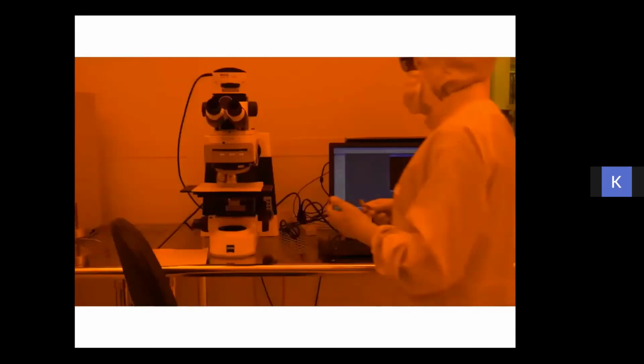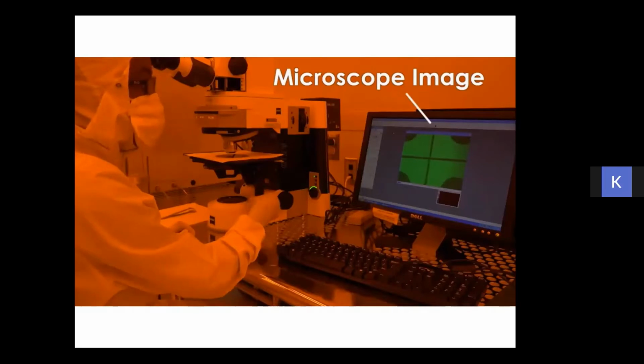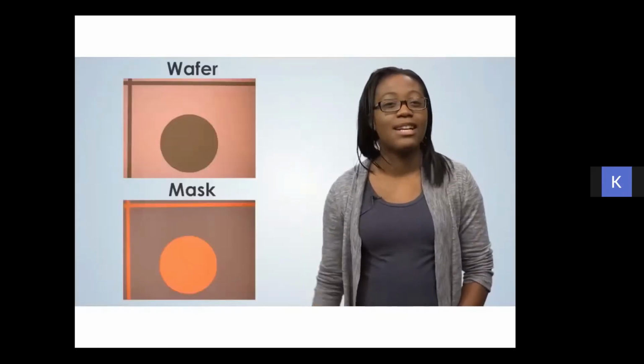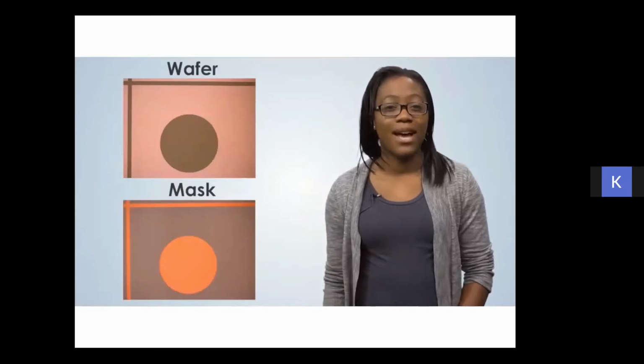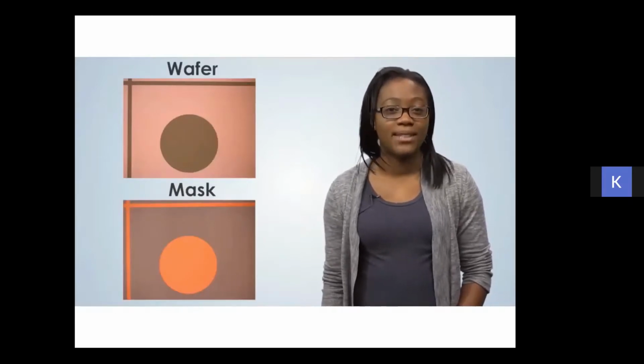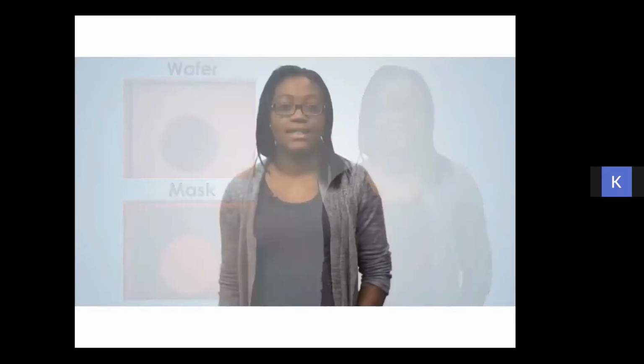Now whether those things are well developed or underdeveloped or overdeveloped, obviously you cannot see with your naked eye, so you have to use a microscope. So you can see the same pattern has been replicated over the wafer as it is on the mask.